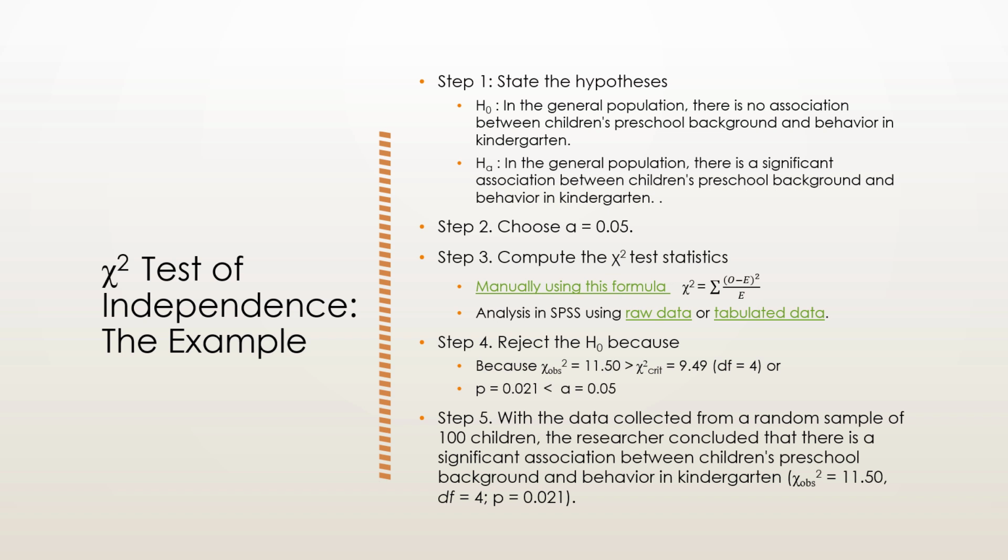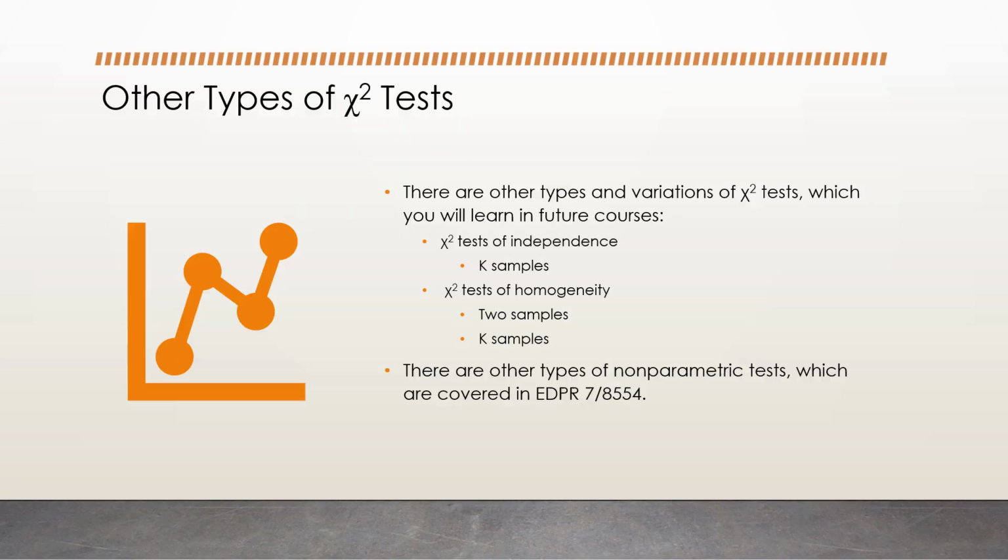Also, be clear that chi-square test of independence only provides evidence whether 2 variables are associated. The magnitude of association needs to be measured differently. There are other types of chi-square tests that you will learn in more advanced statistical courses, but the 2 types we covered in this video are the most frequently used ones.